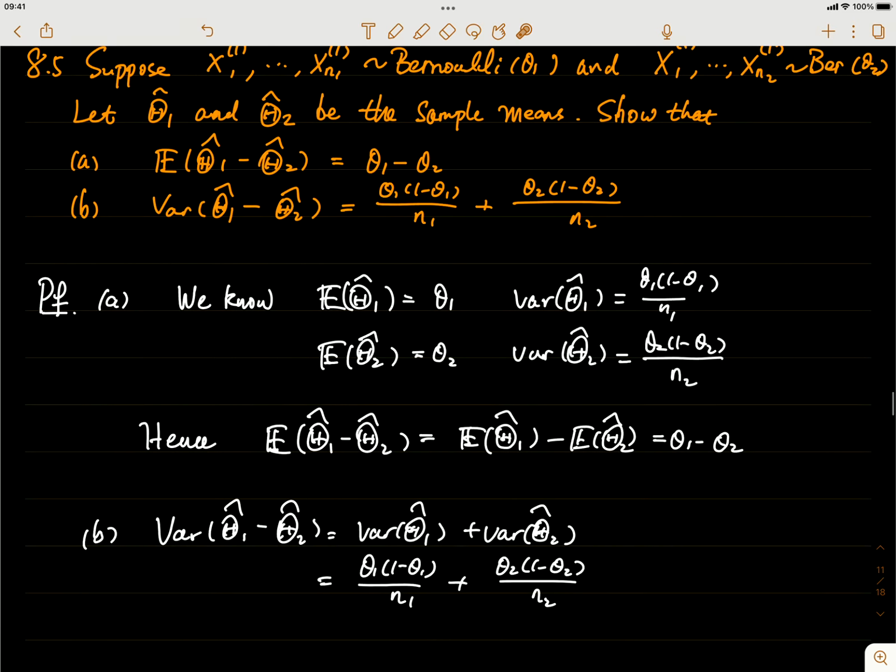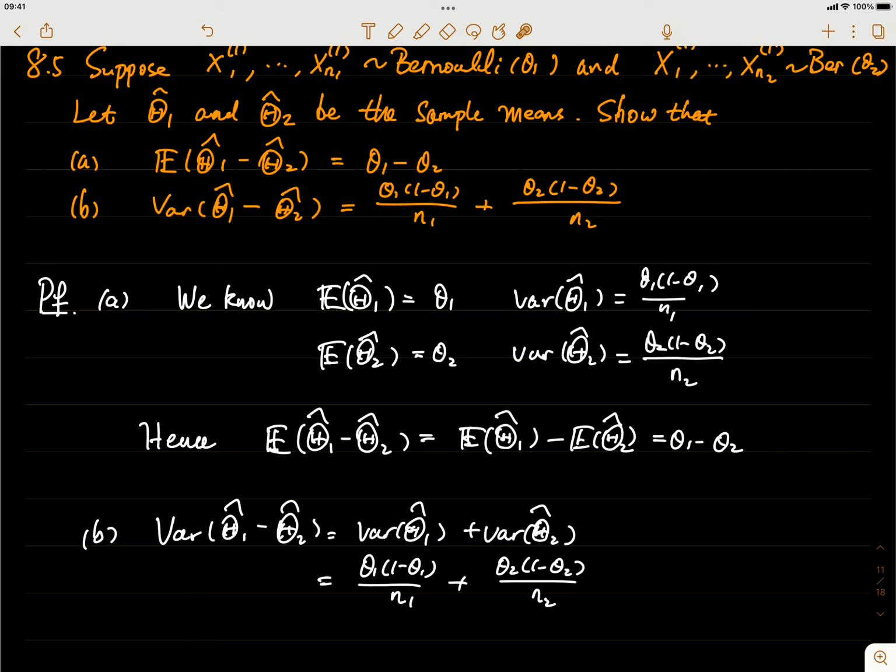The variance is similar. The variance of the difference of these two should be equal to the variance of the first one plus the variance of the second one. Remember that first of all, we have this equality because theta 1 hat and theta 2 hat are independent, because they're from two different populations. That's why we can just get this. Otherwise, we'd have the covariance term coming out.